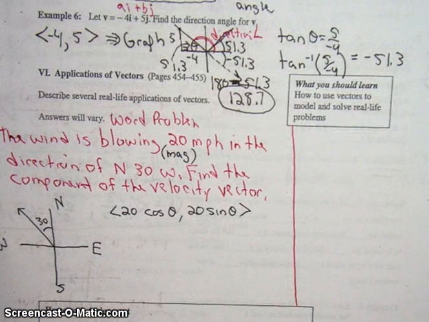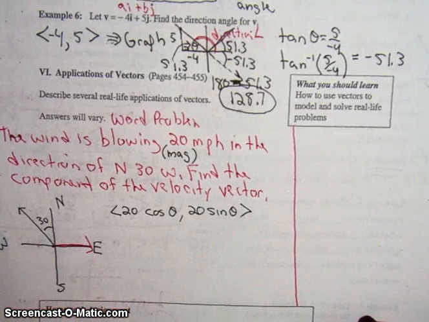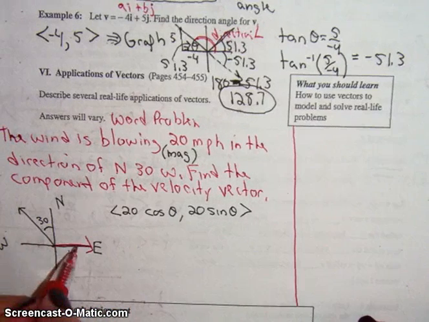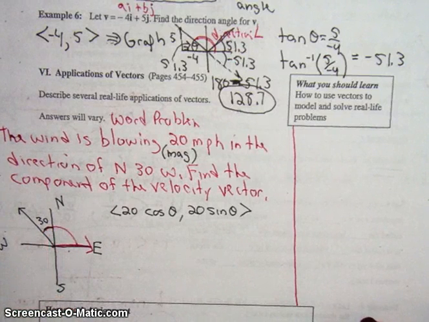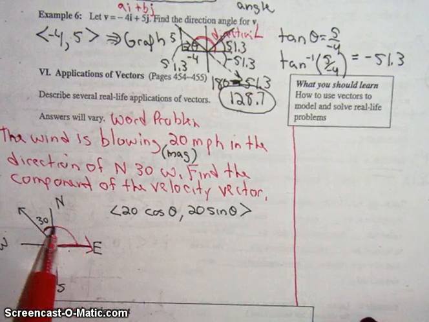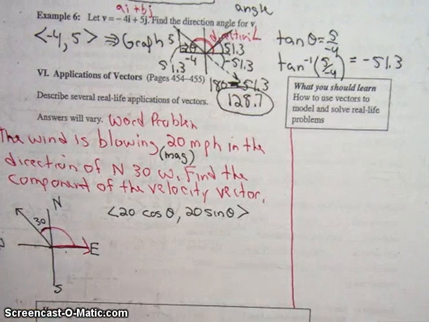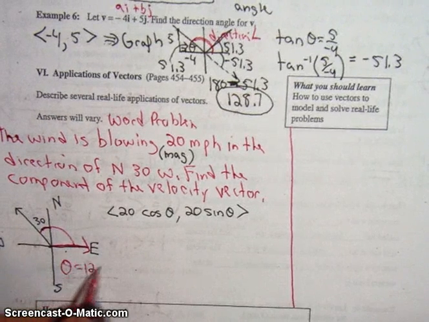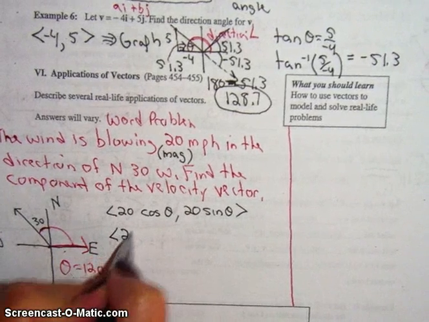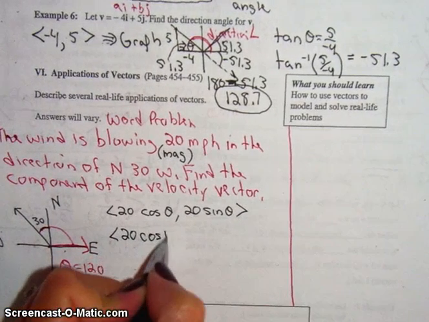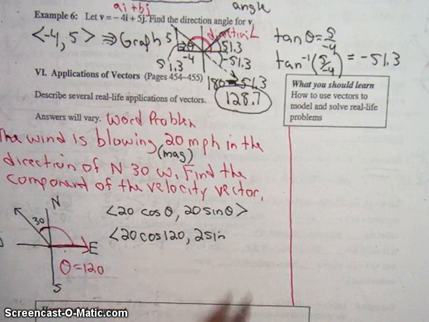Now remember, the direction angle has to be the red one that I draw in here, from the x-axis over to the vector. Well, that should be pretty easy for us to find. We know here to here is 90. We know this is 30, so the direction angle is? There you go. Okay, so it's going to be 20 cosine 120, 20 sine 120.